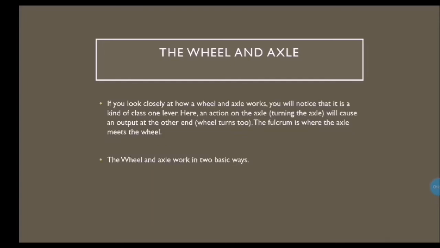Now, if you look closely at how a wheel and axle work, you will notice that it is a kind of class 1 lever. Here, an action on the axle, turning the axle, will cause an output at the other end, which is the wheel will turn too. The fulcrum is where the axle meets the wheel. The wheel and axle work in two basic ways.